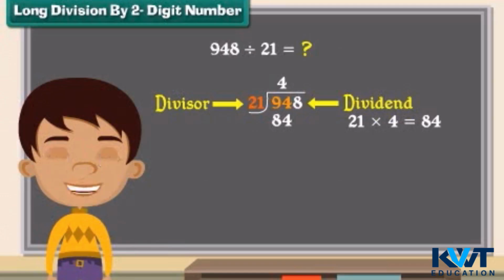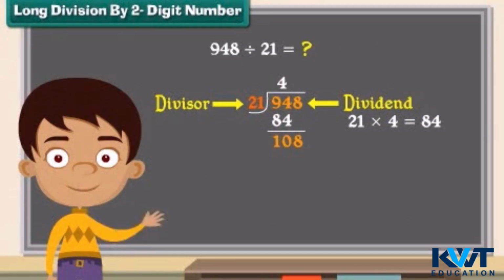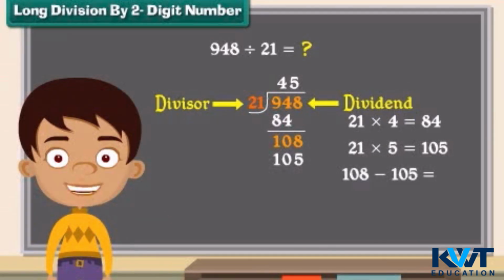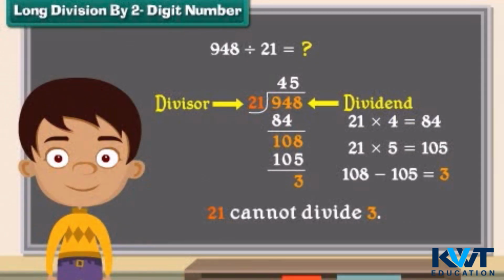Subtract 84 from 94 and write the answer below 84. Go to the next number in the dividend. The next number is 8. Now drag the number down. The number becomes 108. Now divide the new number 108 by 21. 21 fives is equal to 105. Place 5 above and the answer under 108. Subtract 105 from 108. Answer is 3. 21 cannot divide 3, so 3 is the remainder and 45 is the quotient.